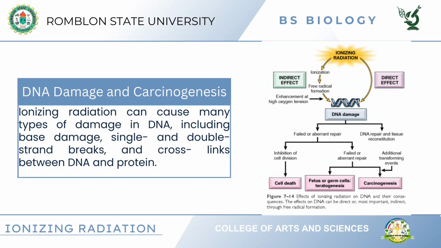So, the most important cellular target of ionizing radiation is our DNA. Damage to DNA caused by ionizing radiation that is not precisely repaired can lead to mutation, which can manifest years or decades later as cancer.